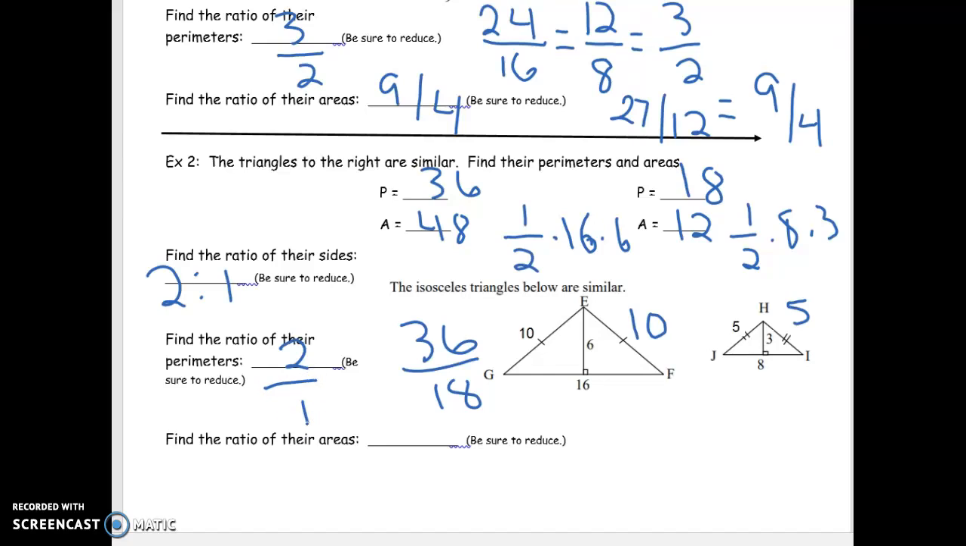Finally, we're looking for the ratio of their areas. That is 48 over 12, which reduces to 4 to 1. I'm going to give you a minute to just get caught up, make sure you're on the same page. So again, we're looking for a pattern. Ratio of their sides was up here, that was 2 to 1. Ratio of their perimeters was 2 to 1. And then finally the ratio of their areas was 4 to 1.